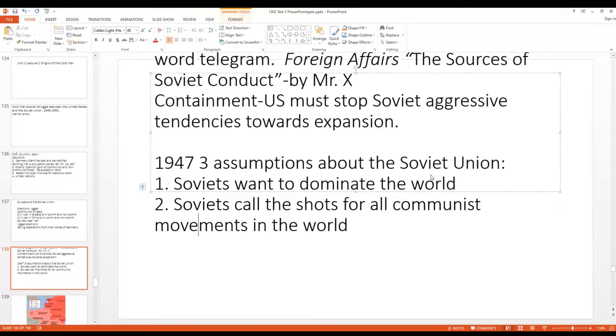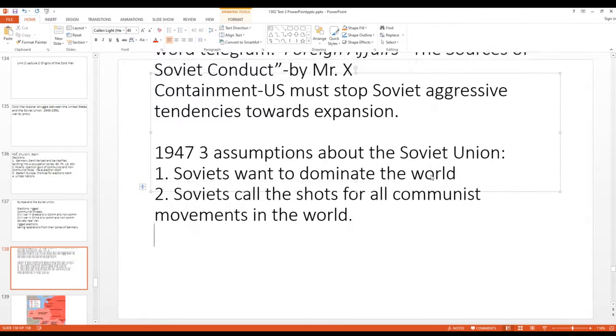So the communist movement in China, the communist movement in Greece, the communist movement in North Korea, the Soviets are calling the shots. We now know in retrospect that's not true. The Chinese in particular were already peeling off in their own direction. But at the time, we didn't know that. And then third, what's called the domino theory.